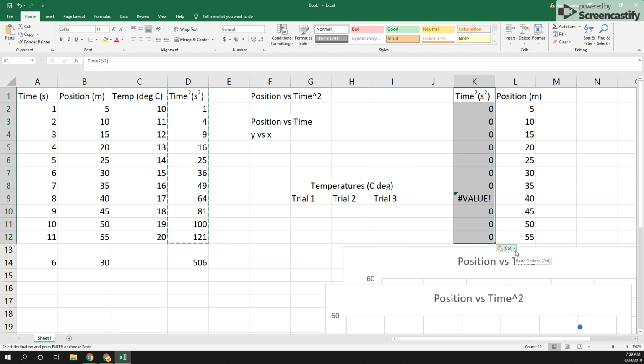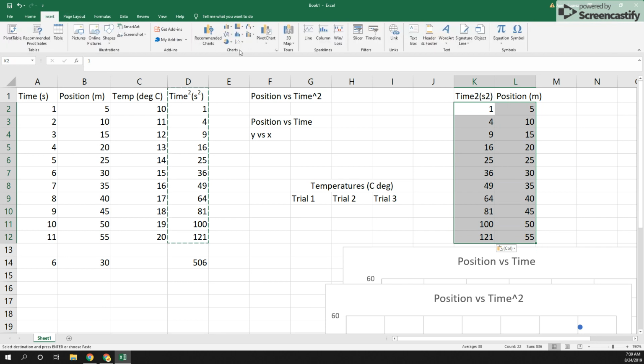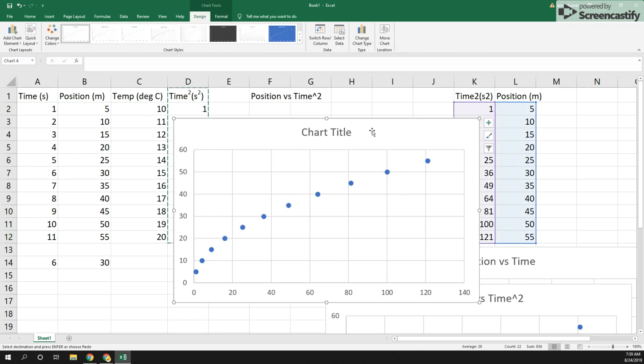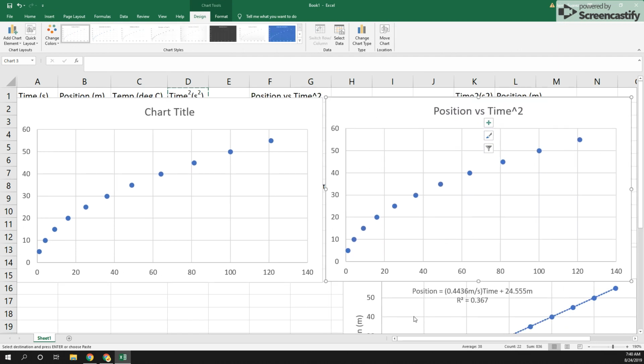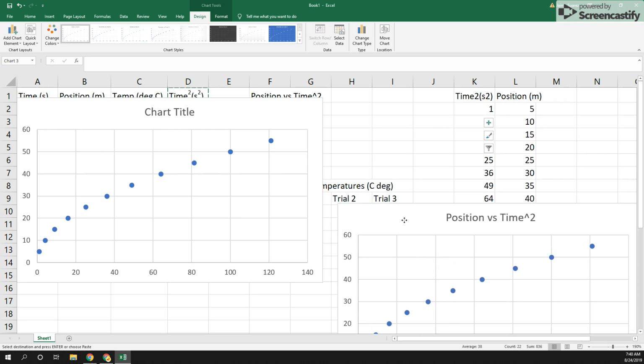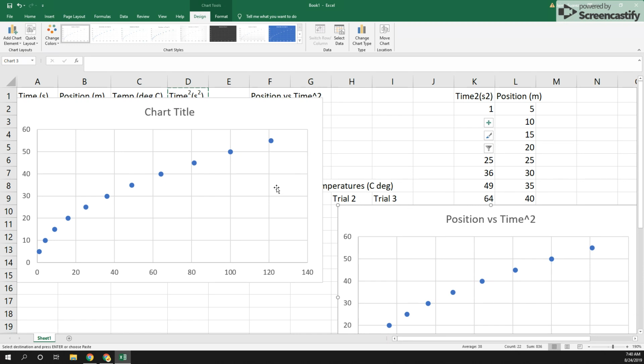But when I paste, this option comes up down here. I can paste values. So it'll just paste whatever numbers over here. And I get that. And now if I highlight that, go to Insert and Scatter Plot, we see we get the same graph of position versus time squared like we had from before. Some of you will also know there are other ways to do it, to look at the data that you have and modify that. But I think these are the two easiest ways for you to do this.